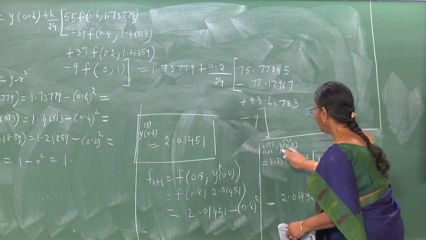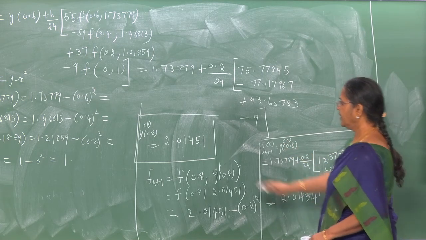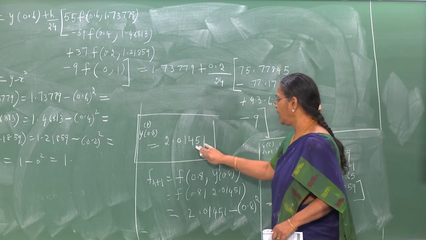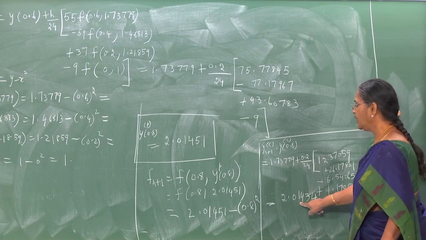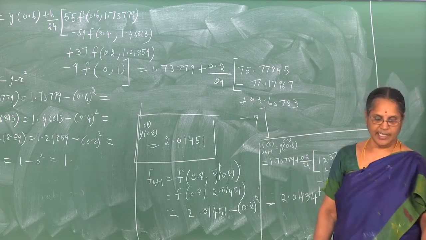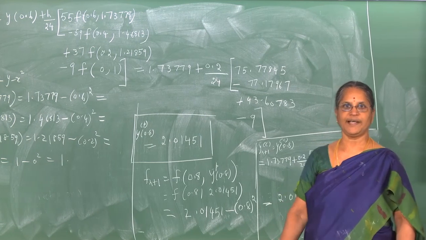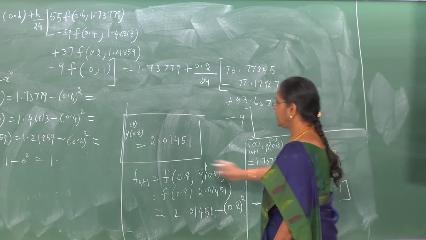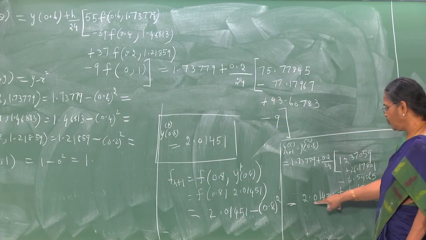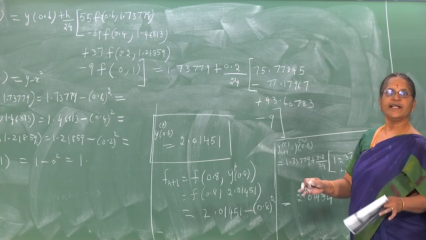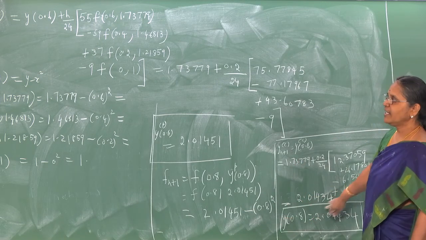This is the corrected value of y at 0.8. The predicted value is 2.01451 and the corrected value is 2.01434. If I require that my solution is correct to 2 decimal places, I observe that the predicted value is 2.01 and the corrected value is also 2.01. So, the desired degree of accuracy is attained at this step. That is not the end of the problem.